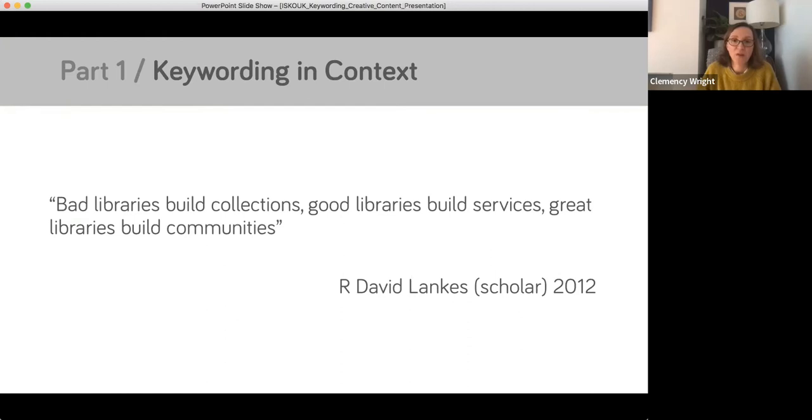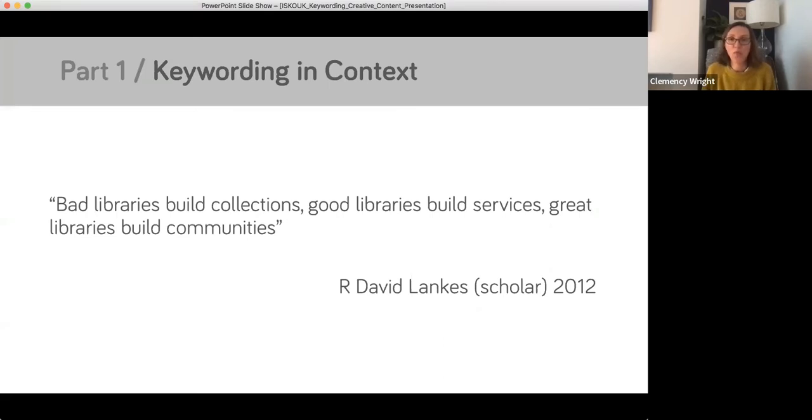So the scholar Lanks in 2012 used this quotation on Twitter, which really caught my eye. Bad libraries build collections, good libraries build services, great libraries build communities. What I really liked about this is I often think about keywording as being like a digital librarian, collating information from a variety of sources and making them accessible and available to a variety of users, some with lots of knowledge, subject matter experts, and some with very little knowledge in that particular subject, or perhaps even in how to find and look for information.